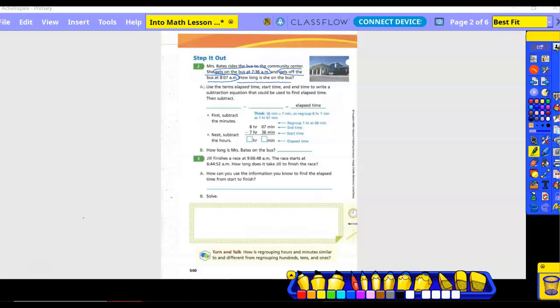Okay, so use the terms elapsed time, start time, and end time to write a subtraction equation that can be used to find elapsed time. Okay, so what are we going to start with? 7:36. Right, so the end time minus the start time.